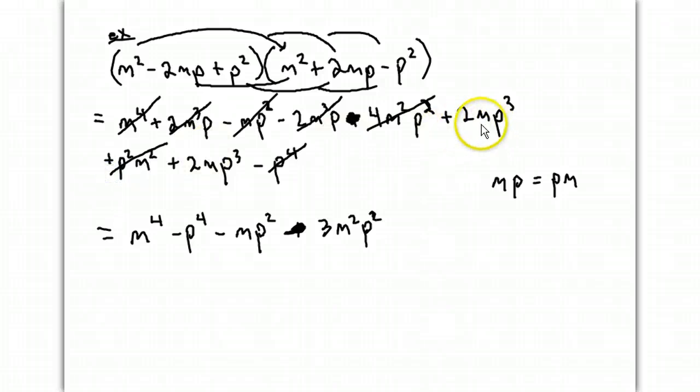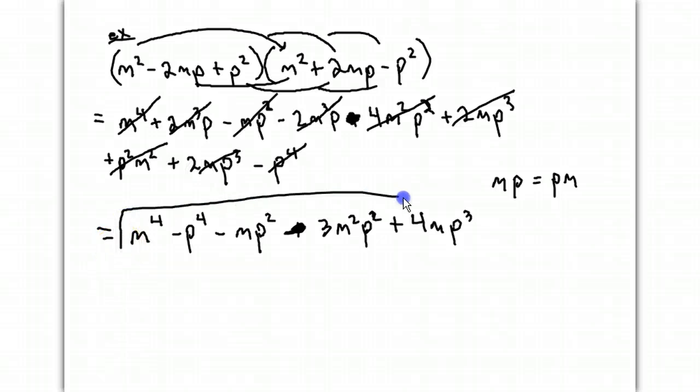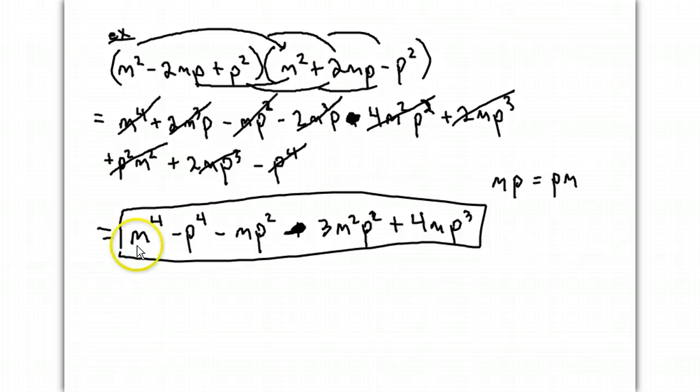Then I have a positive 2mp to the third and another positive 2mp to the third. So what that will give me is a positive 4mp to the third. And since I've used all the terms, this is my result. M to the fourth minus p to the fourth minus mp squared minus 3m squared p squared plus 4mp to the third.